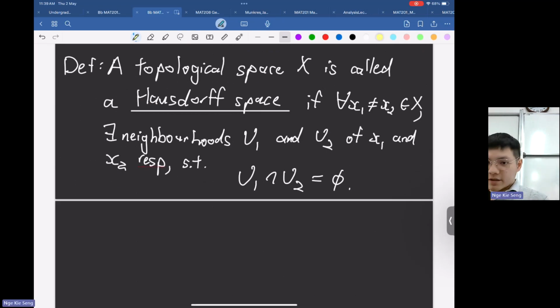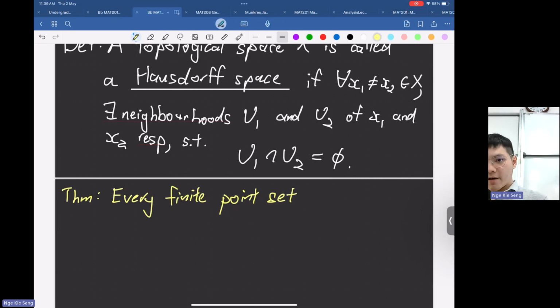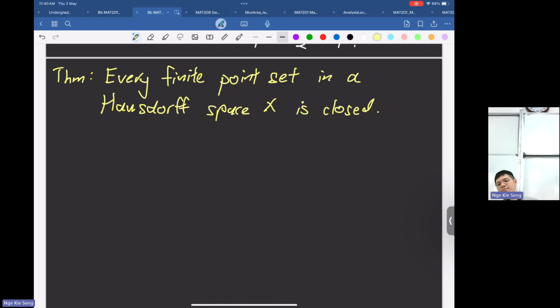So the first theorem we can establish is: every finite point set, not just a singleton, in a Hausdorff space is closed. This is trying to generalize the result in R^n. To show that every finite point set is closed, it really boils down to proving that every singleton is closed. Why? Because you are just taking finitely many of them. If you take arbitrarily many, or infinitely many, it might not be. But this is just finite.